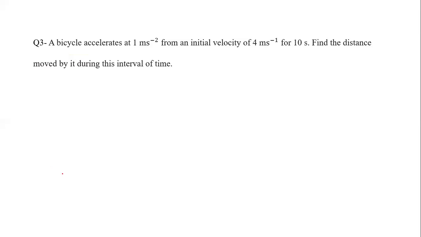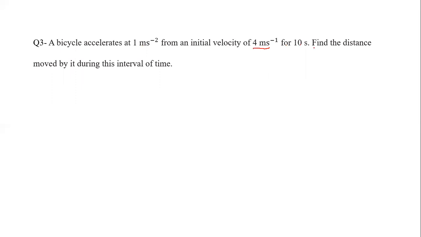Here they have said a bicycle accelerates at 1 m/s² from an initial velocity of 4 m/s for 10 seconds. Find the distance moved by it during this time interval. So in this question they are talking about a bicycle which is accelerating at 1 m/s². This is its acceleration from an initial velocity, which is 4 m/s, for 10 seconds. So this is the time.